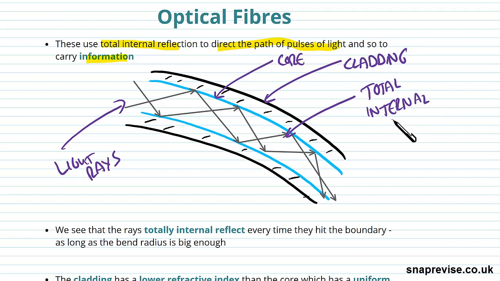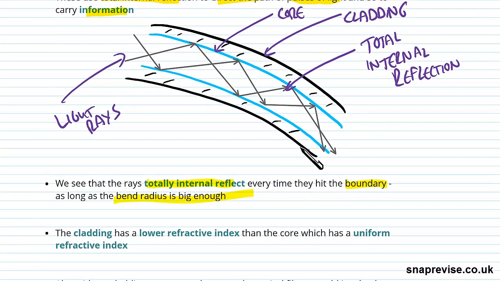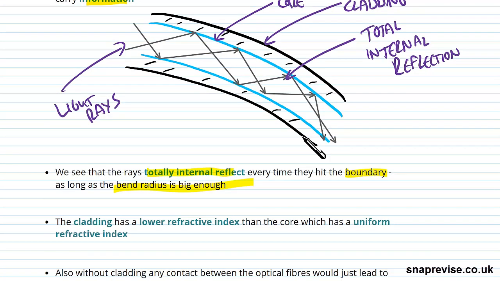So we see that the light rays totally internally reflect every time they hit the boundary, so long as the bend radius is big enough. That is to say that we haven't bent the fibre too much, is effectively how you should think of that. That's what bend radius big enough means. That just means that we haven't curved the fibre optic too much. If we do that, then that can affect whether we have total internal reflection or not.